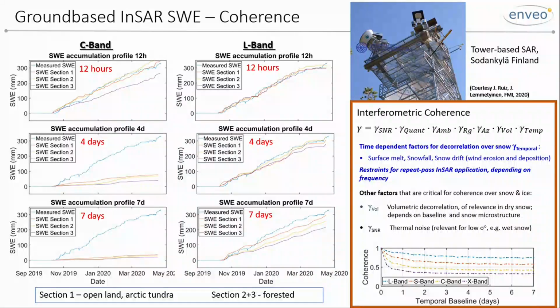We started again from the ground, and one issue is coherence. So when we look at this, we see 12 hours, 4 hours, and 7 days. We see C band decorrelates after 7 days. L band is much better. Even after 7 days, we can more or less follow the line. Rose-L will have 2 satellites in space, with acquisitions 6 days apart. It matches more or less this SWE accumulation that we have shown here. Temporal decorrelation is the main issue for this technique.